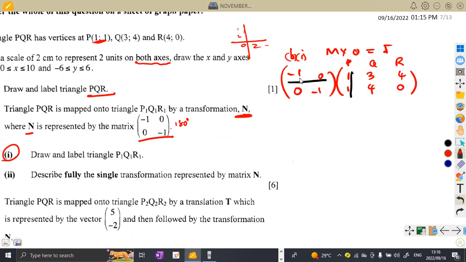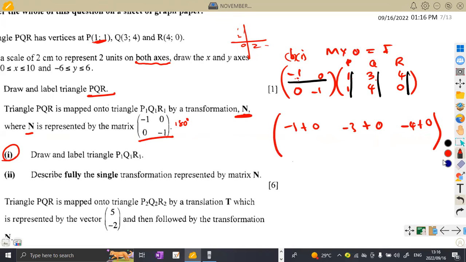So let us multiply -1 times 1. That's -1 plus 0. -1 times 3 on this column, so it's -1 times 3, which is -3, plus 0 times 4, which is 0. We move on to the last column. So it's -1 times 4, which is -4, plus 0 times 0, that's a 0 here.